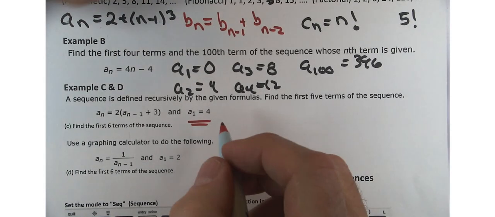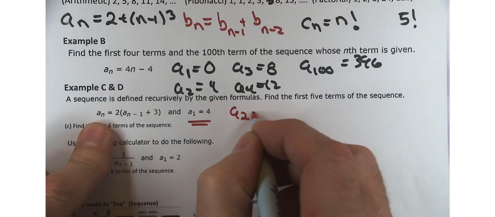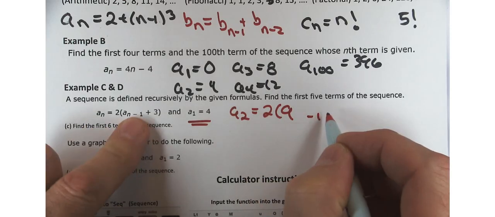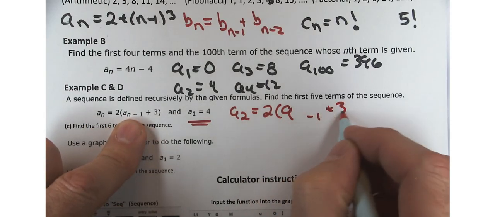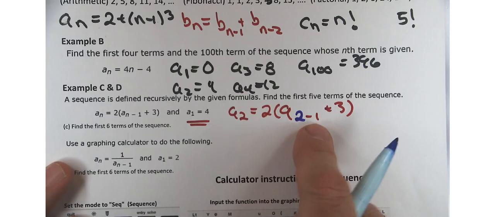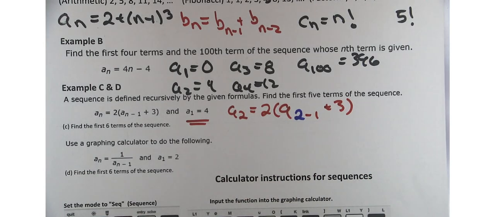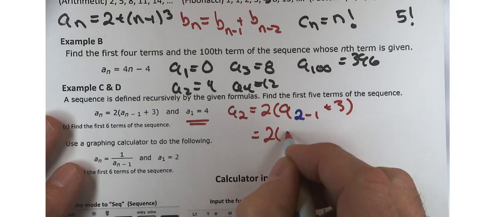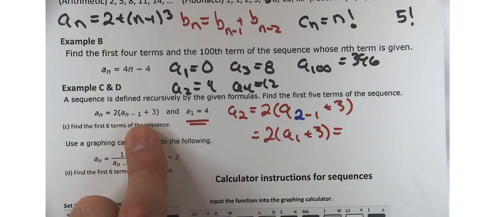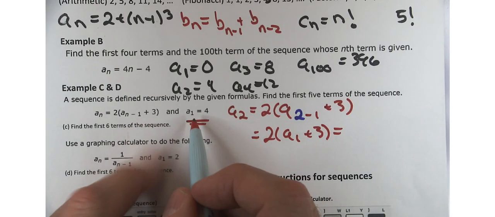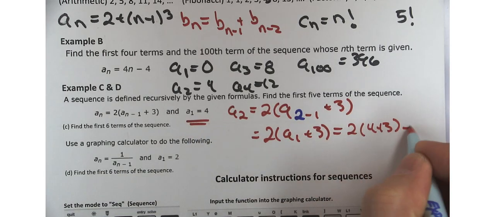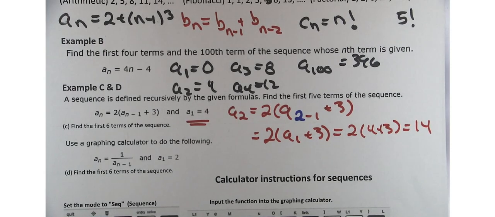So if I want a sub 2, that's going to be 2 times a sub 2 minus 1, plus 3. Let's put that in there like this. But 2 minus 1, I'm trusting you can do that one without your calculators. That's 2 times a sub 1 plus 3. What was a sub 1? A sub 1 they gave us, right? That was just 4. So 2 times 4 plus 3 gives you 14. Nice.